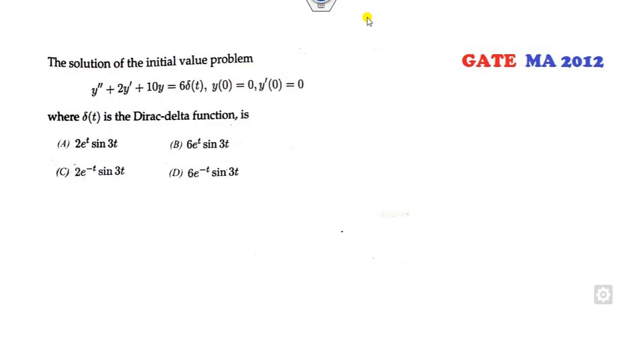Okay, the initial value problem is given here with a Dirac delta function. Fine. You can check the initial condition firstly. Y of 0 is 0 and y dash 0 is 0. Can you find any solution based on this condition? There is no solution. Fine. Because I think there is a misprint in this GATE examination paper. It must be non-zero.